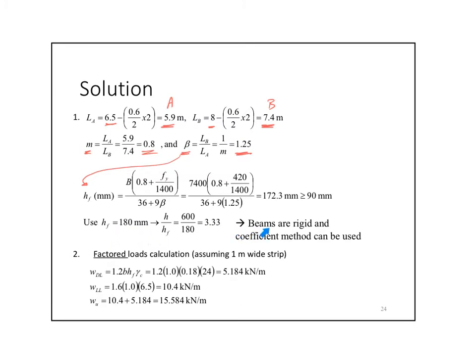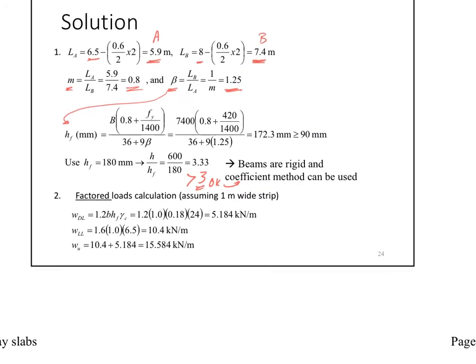The second and most important condition is we have to have these beams to be rigid enough to be able to use the coefficients method. How do we know they're rigid? We just simply calculate this factor of height of the beam divided by the height of the slab. We just found the slab thickness here. So that's going to be 600 divided by 180. That gives 3.33. So since it's bigger than 3, then you're okay to use coefficients method.